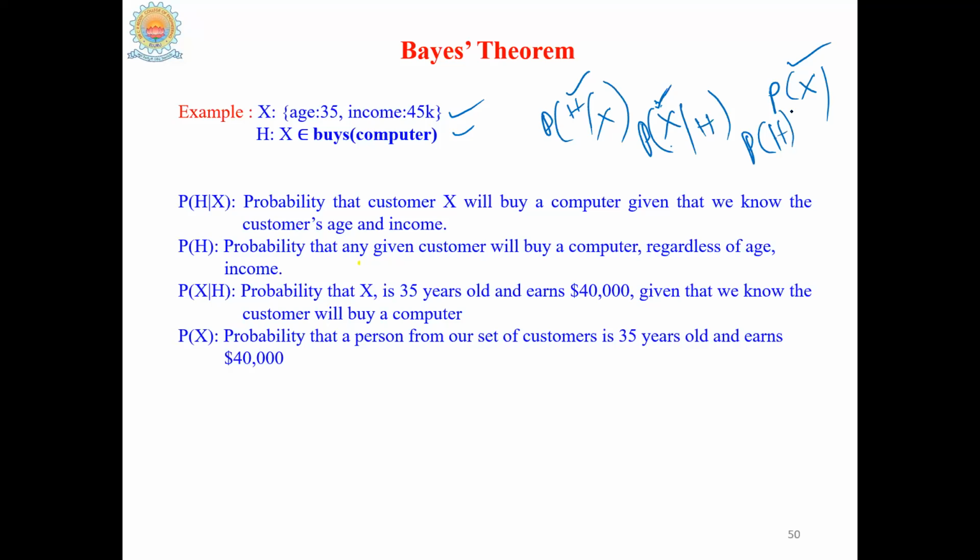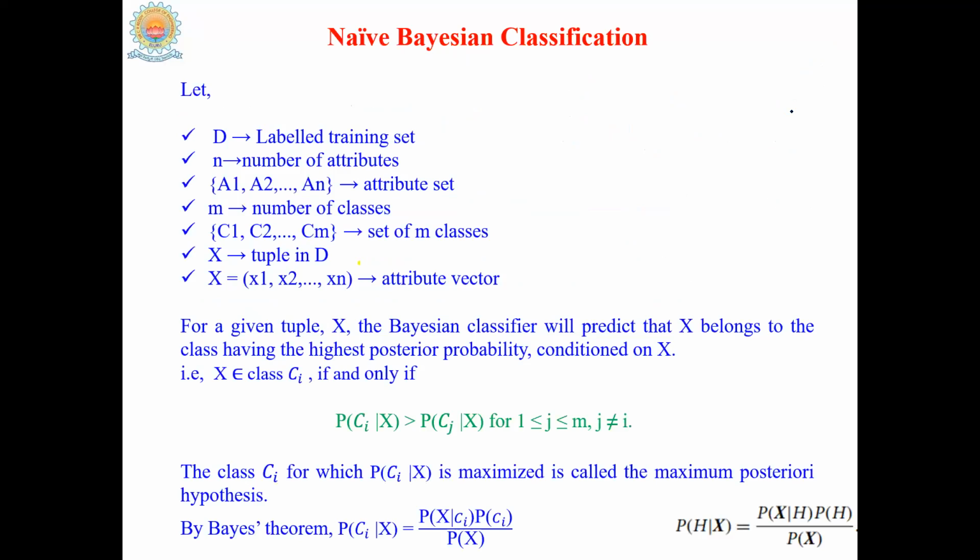Now we are going to use that Bayes theorem in Bayesian classification. Here we are having some terminologies. We already know this, right? D is the labeled training set, N is the number of attributes, A1 to AN is the attribute set, M is the number of classes, and those M classes are C1 to Cm, and X is a tuple, we already know this.